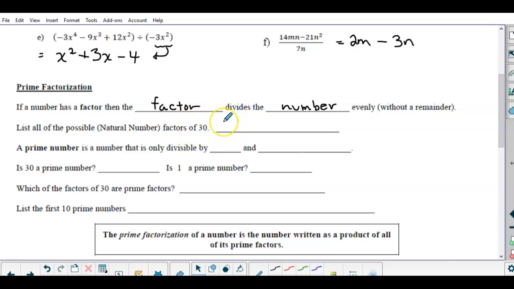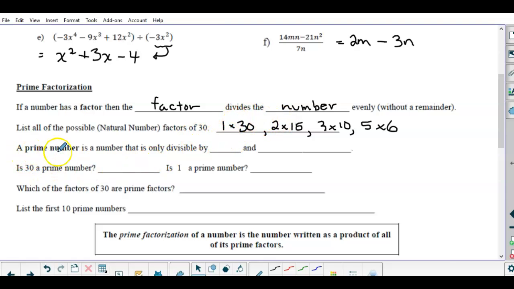So we want all the possible factors, and then we want to take a look at the prime factors. So 1 times 30 gives you 30, or we could have 2 times 15, or we could have 3 times 10. 4 doesn't go in, or we could have 5 times 6. So those are just pairs of factors. I didn't really actually say pairs, so you may have started to do prime factorization.